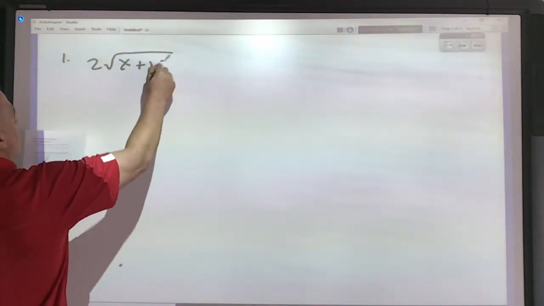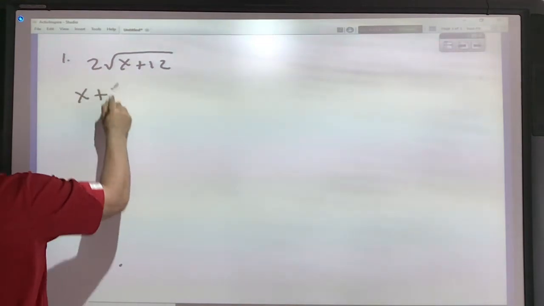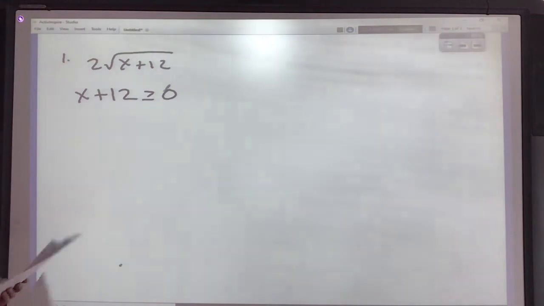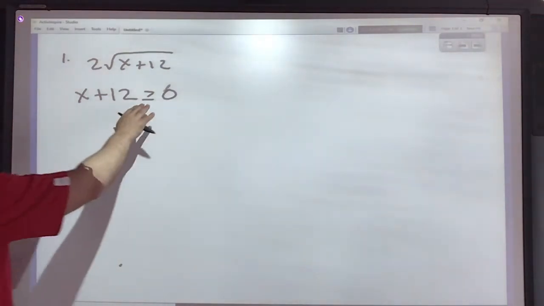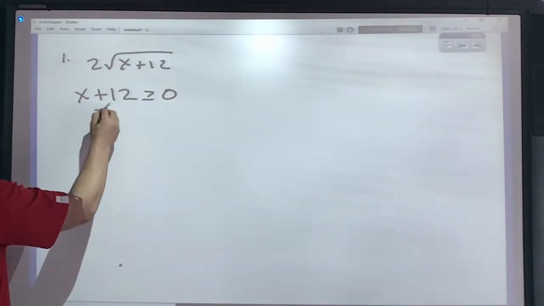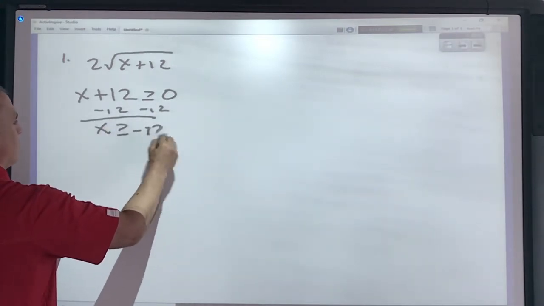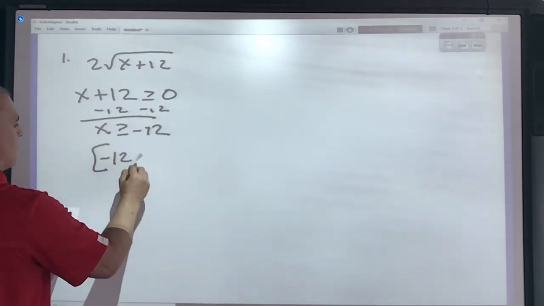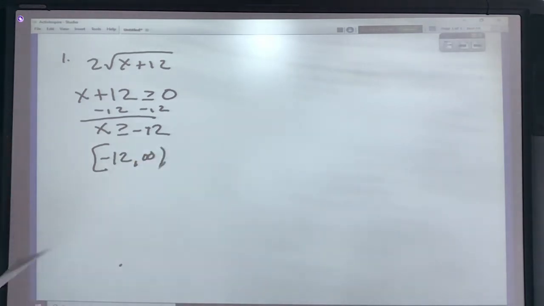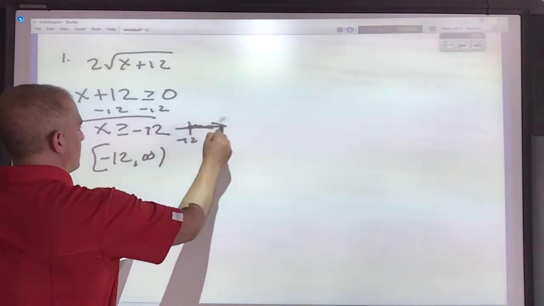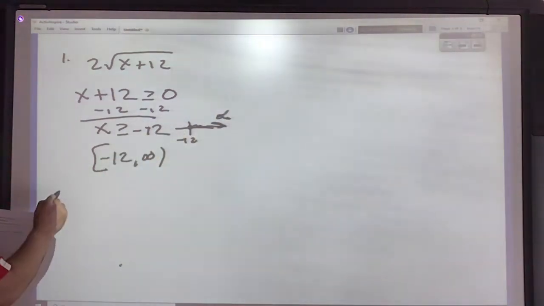So what you have to look at is the inside has to be greater than or equal to 0, because if it's less than 0, it would be negative. So pretty simply, it's going to be greater than -12. So what does that mean? -12 to infinity would be considered the domain, because I would have this going this way to infinity, so -12 to infinity.